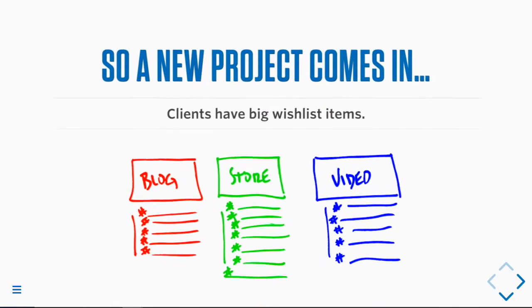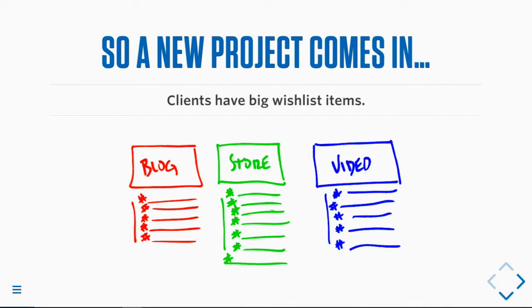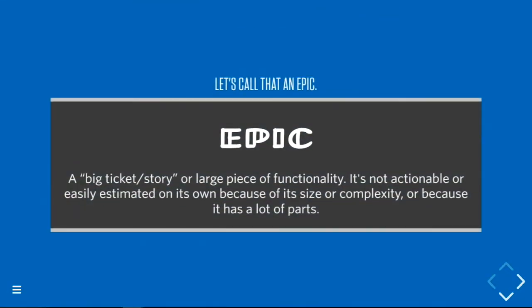to be here. So a new project comes in and clients have really big wish list items. They'll call out big stuff like they want shopping carts or user management or a blog or some kind of big video library, or will recommend big functionality like editorial workflows, access control. Those things are not directly actionable because they are huge. So let's call that an epic. A big ticket or story or large piece of functionality. It's not directly actionable or easily estimated on its own because of its size or its complexity or because it has a lot of moving parts.